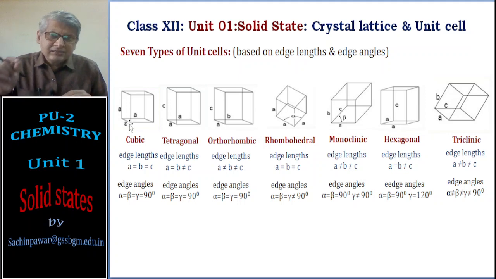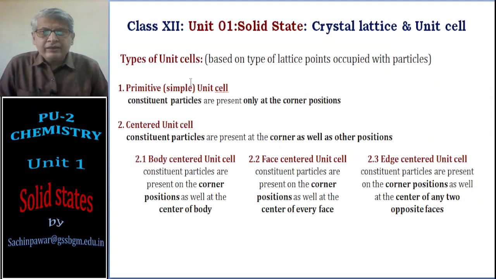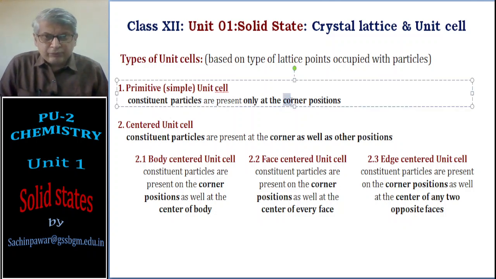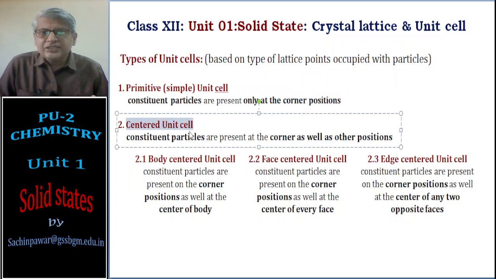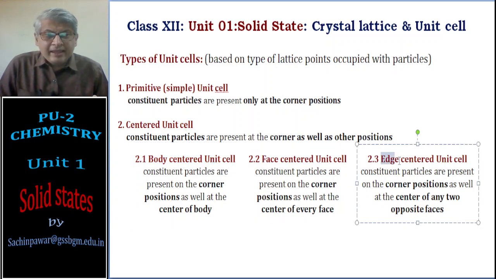Now if I consider the spheres, these all 7 unit cells can be classified into mainly 2 types depending upon where the particle is. We have a primitive or a simple unit cell where the particles are supposed to be present only at the corners of the unit cell. Along with the corner particles, if you have got particles elsewhere, then they are called as centered unit cell, and we have got mainly 3: body centered, face centered and edge centered.